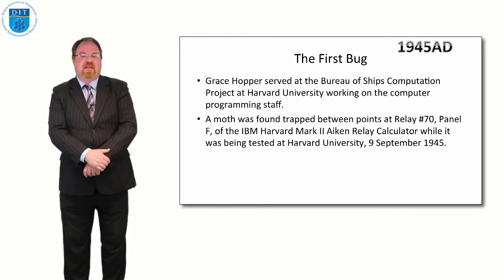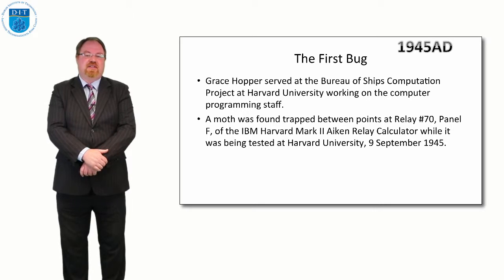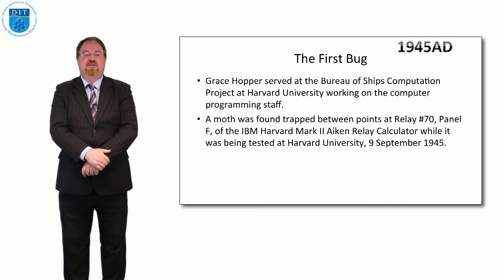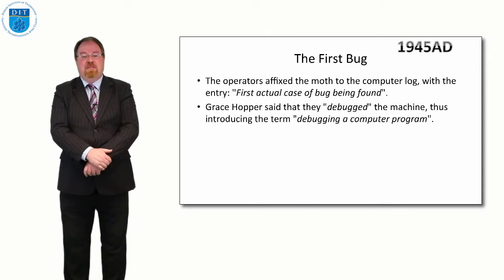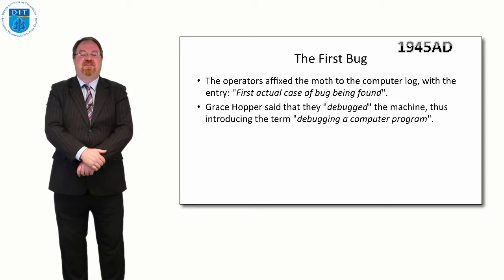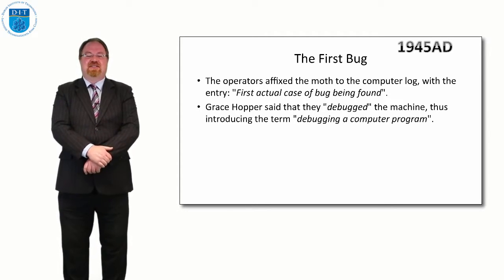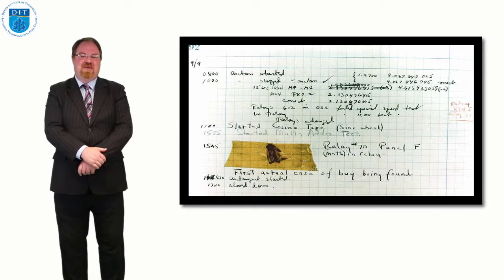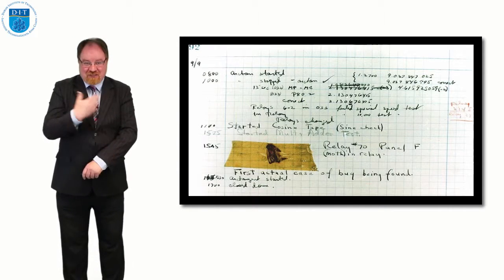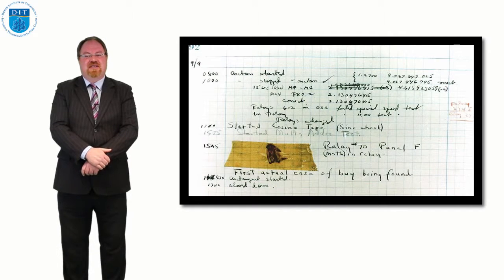One day she was looking at the Harvard machine and found that there was a moth trapped between two relay points in the system. So she wrote, a bug has been found in the system and we have debugged the machine. So she took the bug out of it, and indeed this is a picture of the logbook, and she taped the moth onto the logbook. So this moth was causing an electrical short that was causing the program not to work.